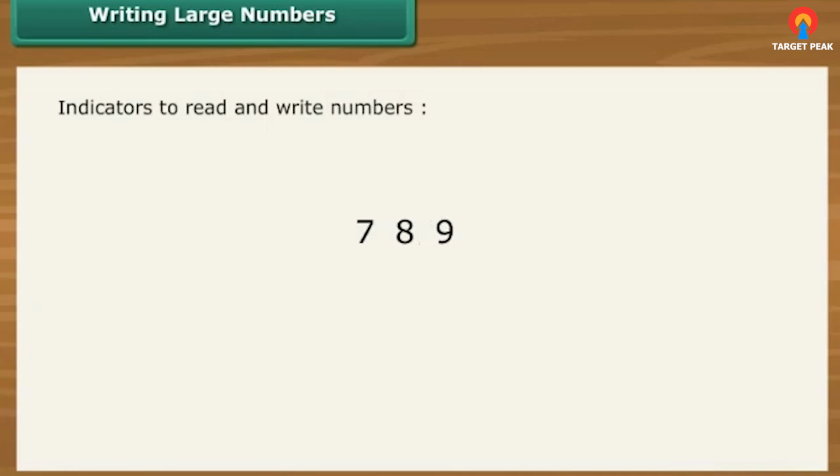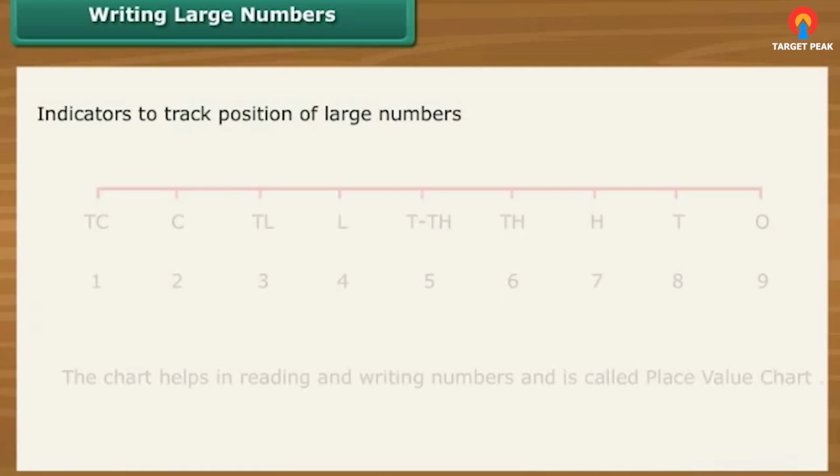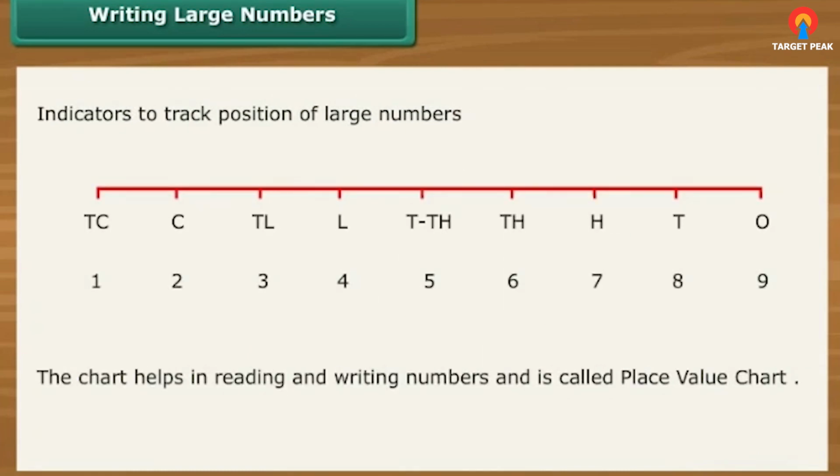Let us see how. Writing large numbers. Sometimes the large numbers are so large that it becomes difficult to keep track of. Then it helps to use indicators to read and write large numbers. In the decimal number system, the value of a digit depends on its place or position in the number. Each place has a value of 10 times the place to its right. It can be extended to crores. The chart helps in reading and writing numbers and is called the place value chart.